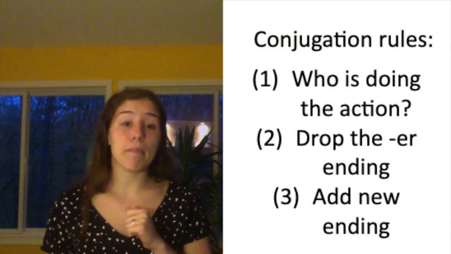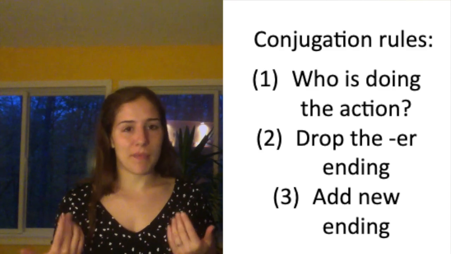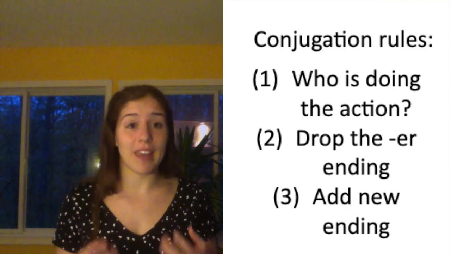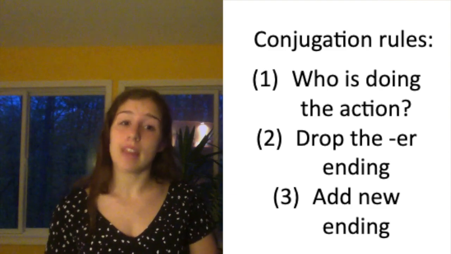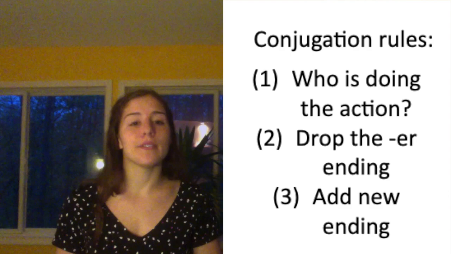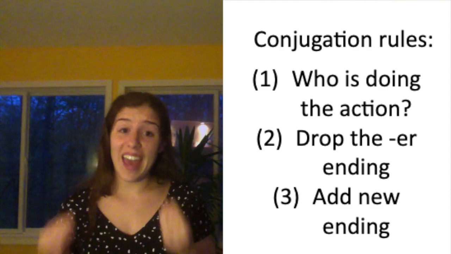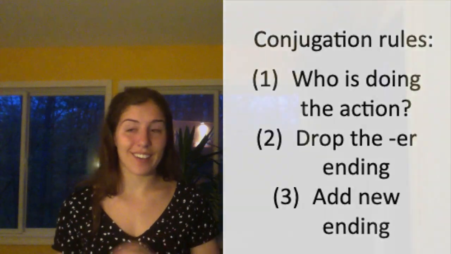With that quick review out of the way, let's remind ourselves how we conjugate verbs. In this case, particularly, verbs that end with the letters ER. Step 1. Check who's doing the action, because our verbs change depending on who is doing it. Step 2. Those letters E and R, drop them off. We're not going to look at them right now. Step 3. Add a new ending.